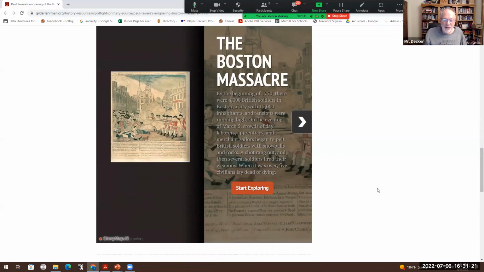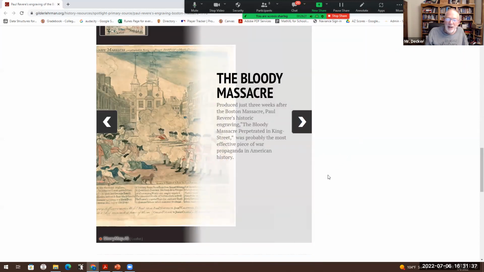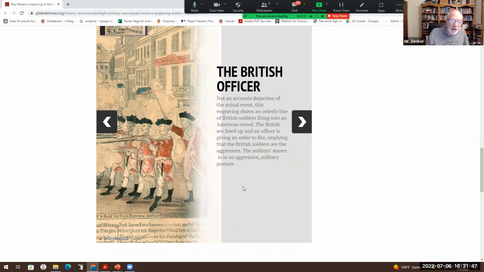This is the neatest thing of all, going through this. You start exploring here. By the beginning of 1770, 4,000 British soldiers, 15,000 inhabitants. On the evening of March 5th, crowds of day laborers, apprentices, and merchant sailors began to pelt British soldiers with snowballs and rocks. Produced just 3 weeks after the Boston Massacre, Paul Revere's historic engraving, The Bloody Massacre, perpetrated in King Street, probably the most effective piece of war propaganda in American history.